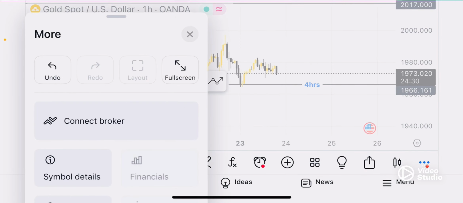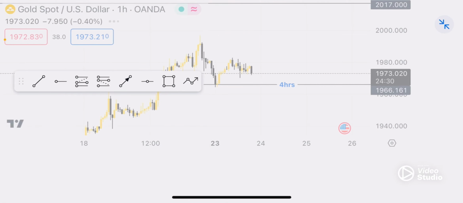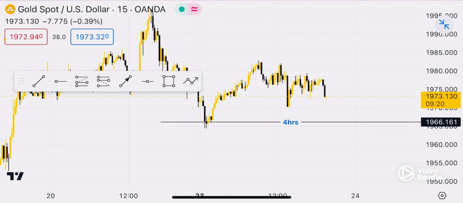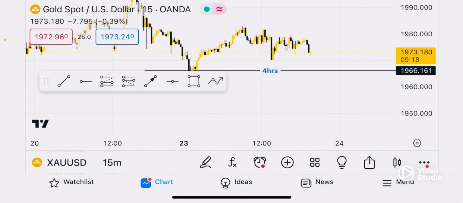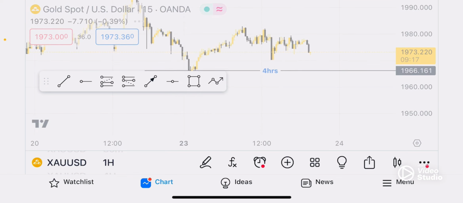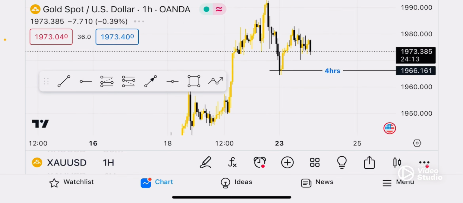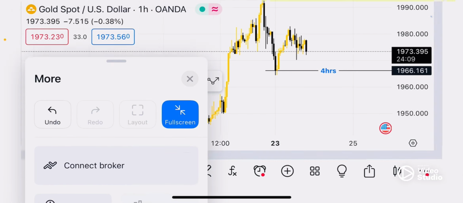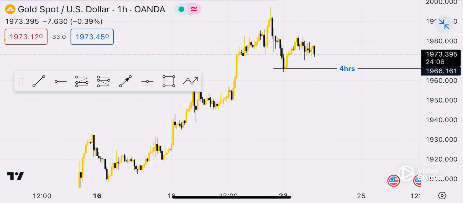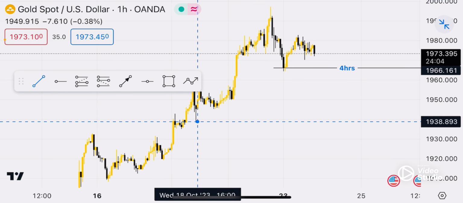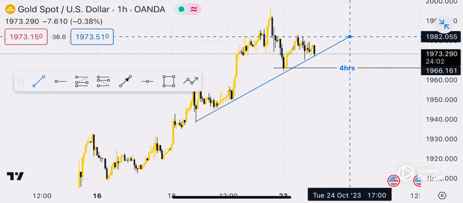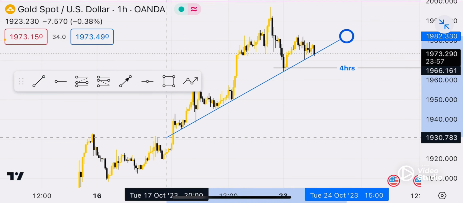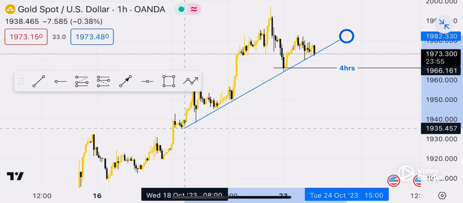On the 15 minutes, that's where I pick my entries from. The trend is clearly an uptrend, so I'm not looking for sells. That's why I'm just looking for buys. I predicted the market to start buying from that weekly low, which it did. Let's see if we can mark out a trend line. I don't know how possible it is, but let's see what comes of it. Okay, you can see there's a verified trend line with 3 touches.